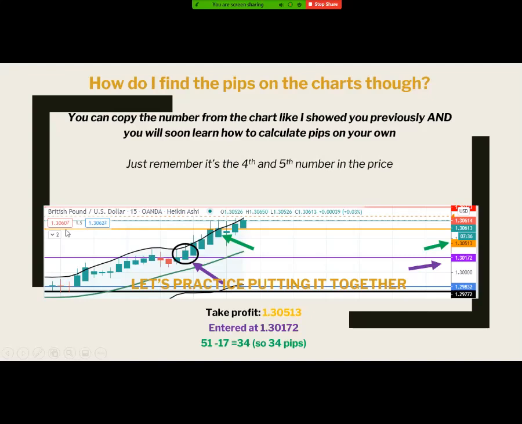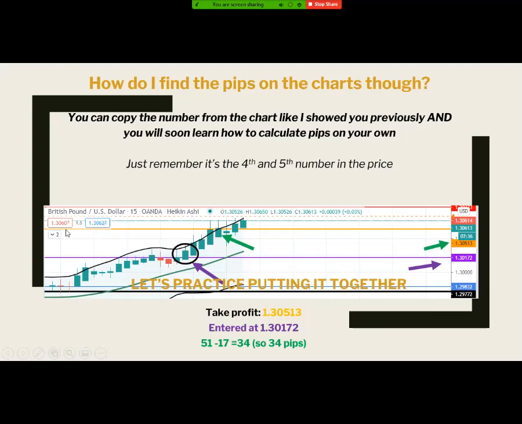Our take profit, let's say we entered here at this purple line. Let's put it all together. You're looking at your trading, and you're like, you know what? It crossed through. I want to get in here. This is your entry point, right? When you go to your MetaTrader 4, it's not going to ask you for an entry point. It's automatic, right?